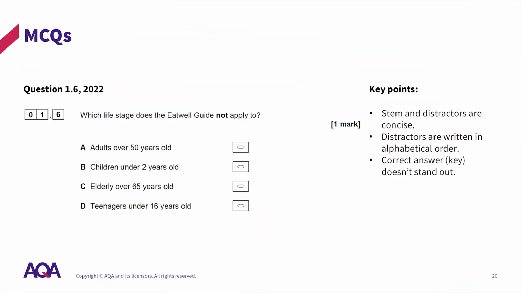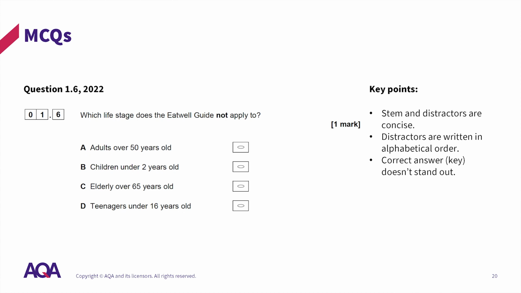This slide shows another example of a multiple choice question. In this one, the stem is written as a question. The distractors are concise and written in alphabetical order. Capital letters are used for these distractors as punctuation is used at the end of the stem.